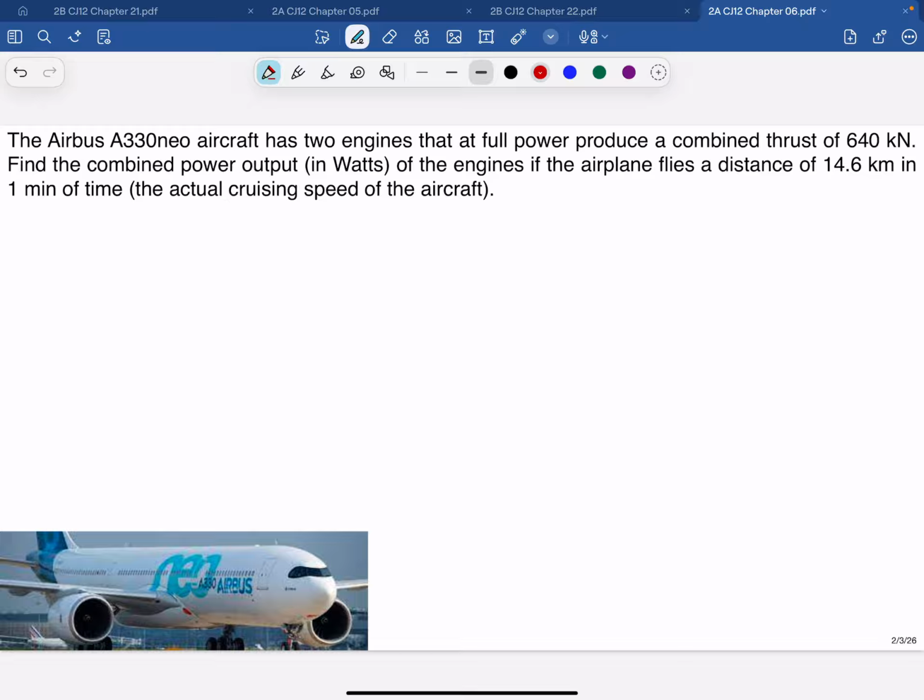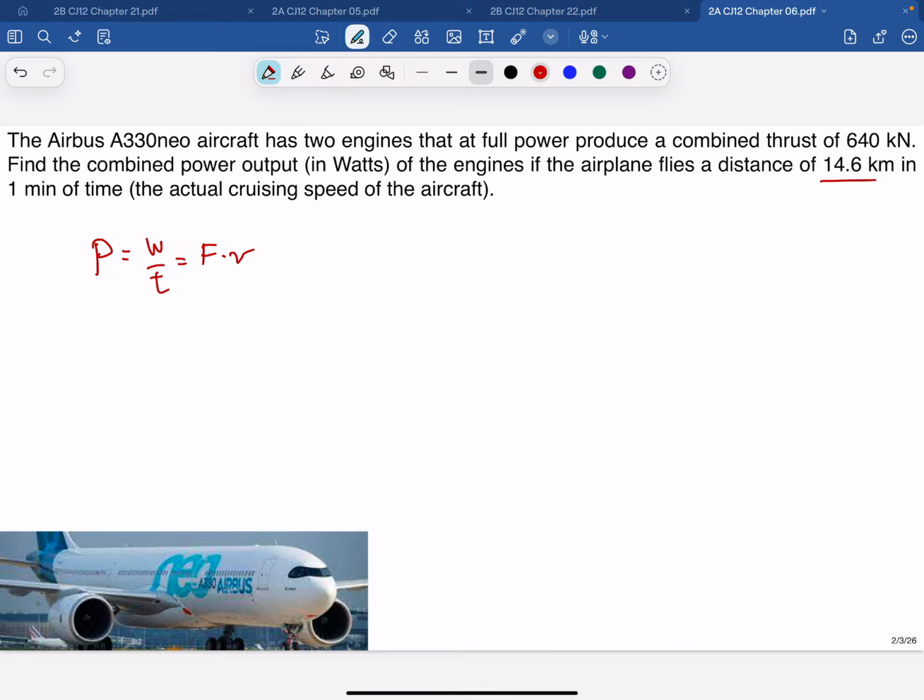But we're going to find out what power output its engines do in order to maintain its flight, okay? So we know the force of the thrust, and this is combined. We'd have to divide this by 2 to get a single engine, right? But we're doing the total power output of the engines, okay? So we know the distance it flies in 1 minute, okay? So how are we going to calculate the power? Power is work divided by time, or it's force times velocity, okay? So what have we got here? What version of this are we going to use?